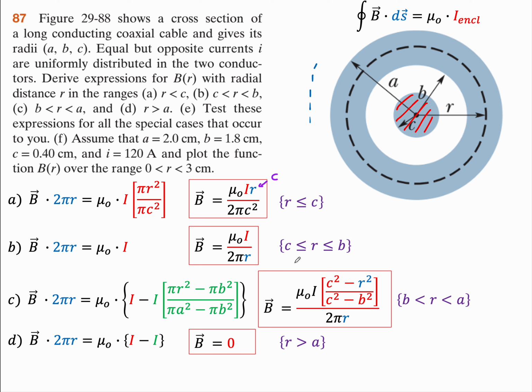And you might say, whoa, wait a second. Yeah, all the way out to B. If you plug B in for r down here, you end up with C squared minus B squared over C squared minus B squared. That's 1. And so this expression becomes that. So they're identical at r equals B. Both this equation and this equation give you the same result.